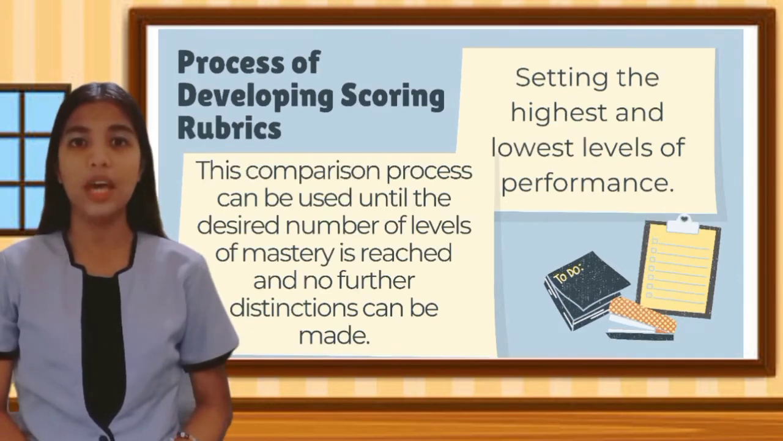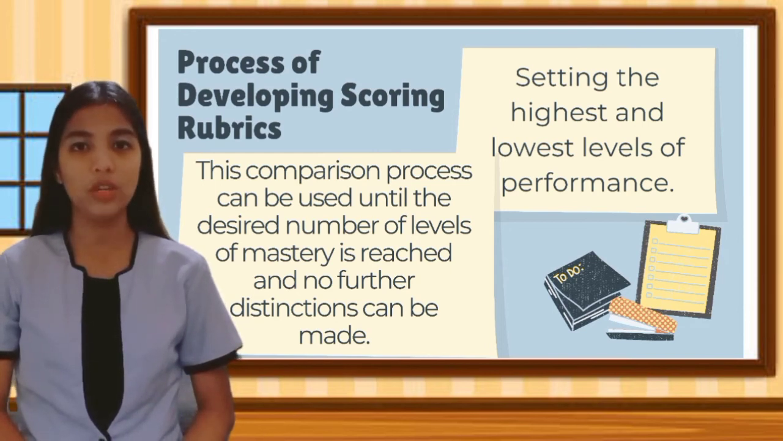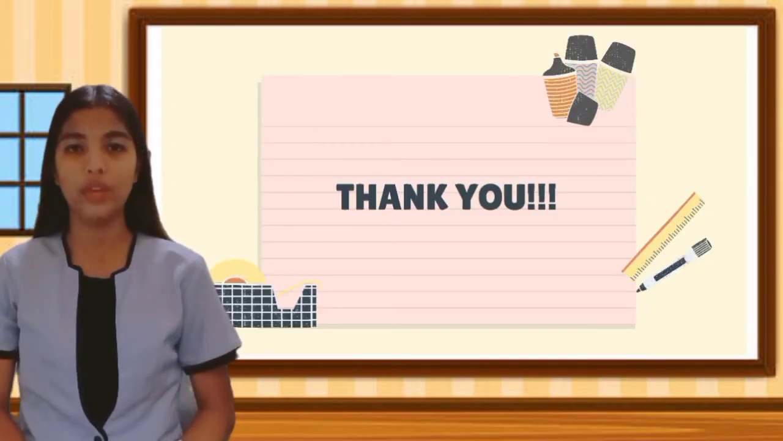The next step is setting the highest and lowest levels of performance. As a teacher, you determine the type of performance that would constitute the best and worst performance. By doing this, you will have an idea of the middle level of performance for the concept being measured. This comparison process can be used until the desired number of levels of mastery is reached and no further distinctions can be made. So that's all for crafting the rubrics.